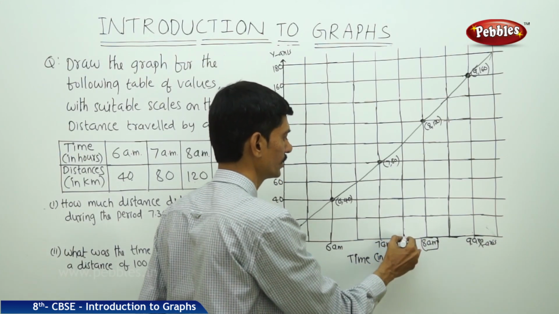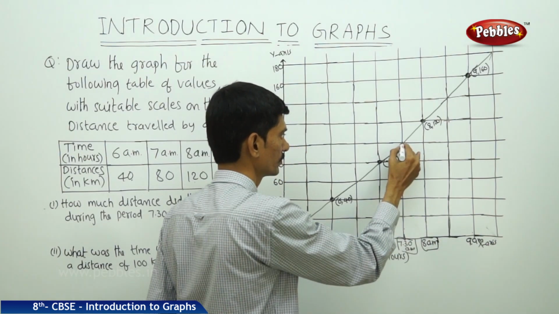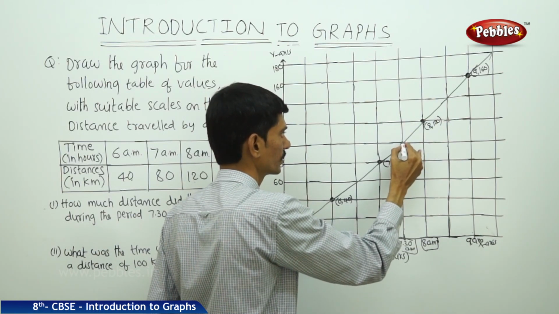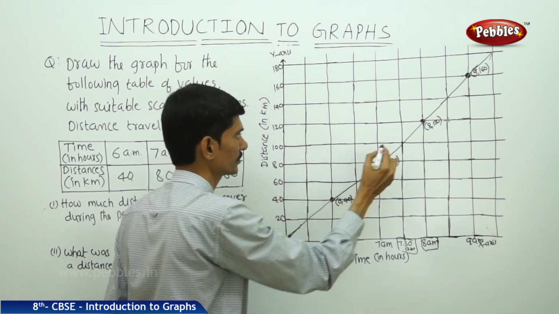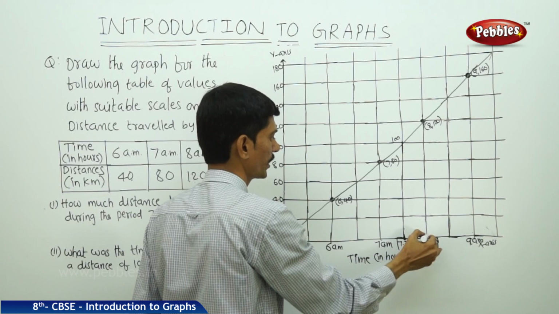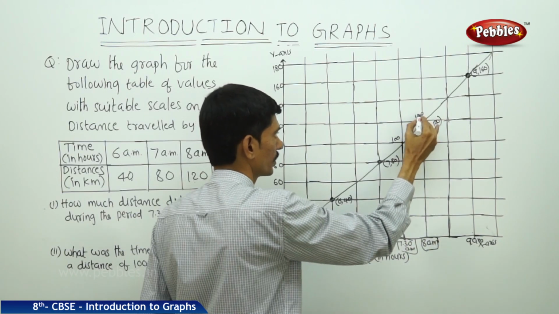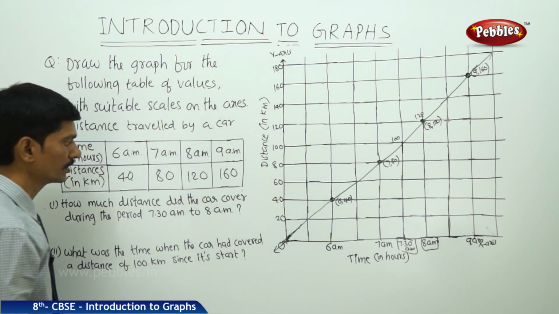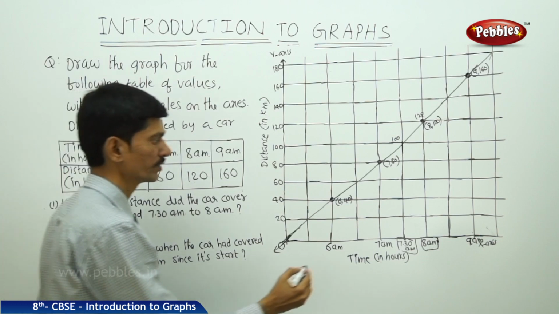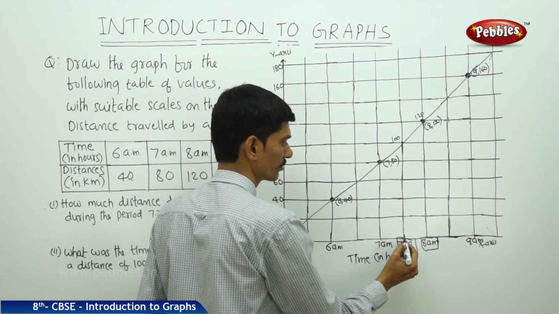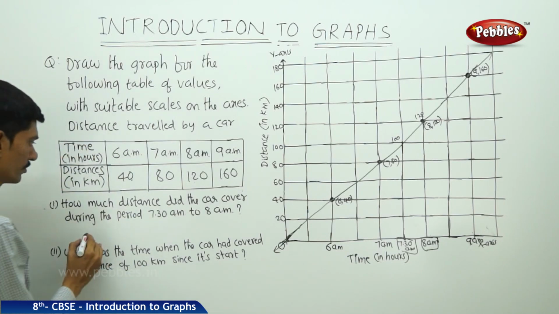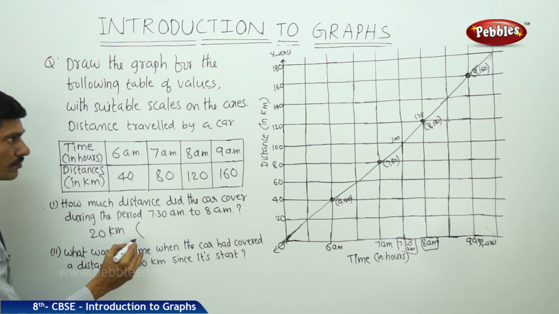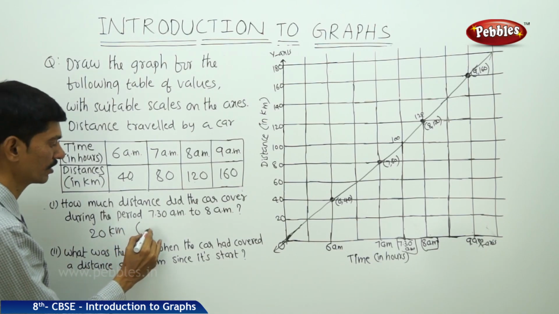Now draw two vertical lines from 7:30 and 8 till they intersect the given graph. Here the distance covered is 100 kilometers, and at 8 am the distance covered is 120, and the difference between these two distances is 20 kilometers. So the car traveled 20 kilometers between 7:30 am and 8 am. The distance covered by the car is 20 kilometers, as it is the difference between 120 and 100.